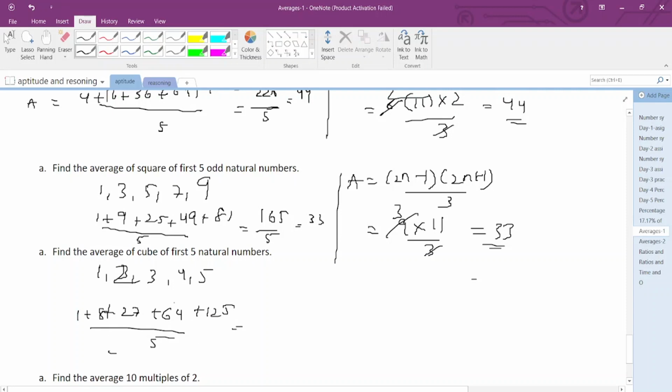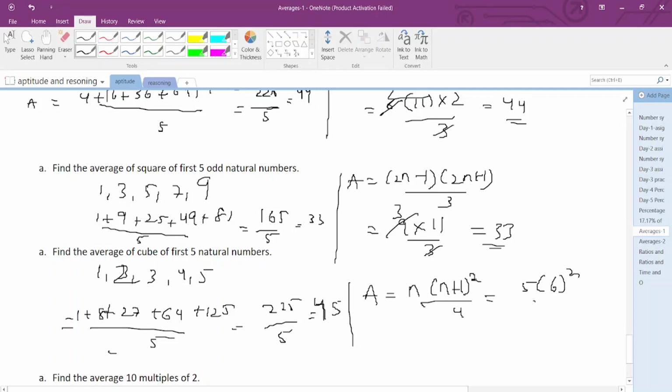So now solve this. 27 plus 8 is 35, 35 plus 1 is 36, 36 plus 64 is 100 and 100 plus 125 is 225, right? 225 by 5, which is equal to 45. Now if you remember the formula, what is the formula? n into n plus 1 whole square by 4. Substituting n as 5: 5 into 5 plus 1, which is 6 square, by 4. 5 into 6 square, 36 by 4, which means 9, 9 5s are 45. So in this way you can solve this kind of questions.